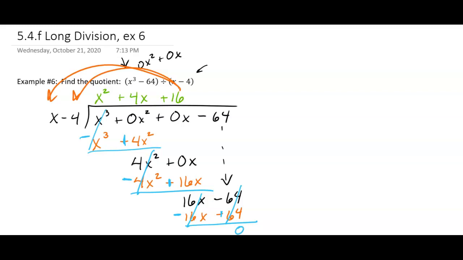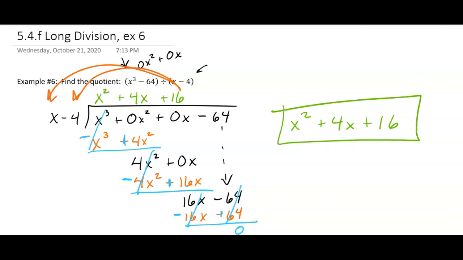So when it's a 0 remainder, we're saying it divides evenly. But what's the answer? x squared plus 4x plus 16. That's the answer. Okay.